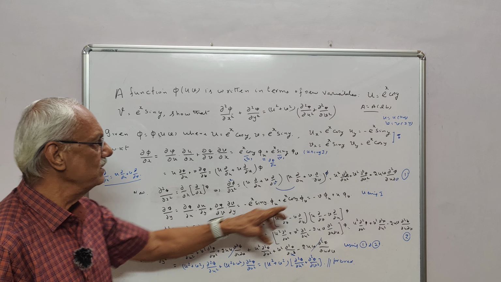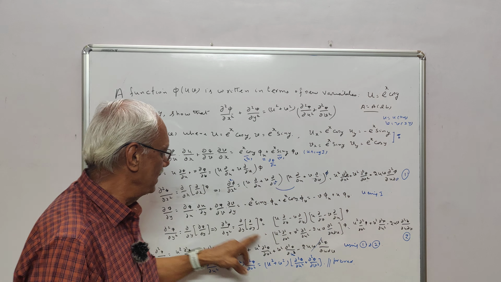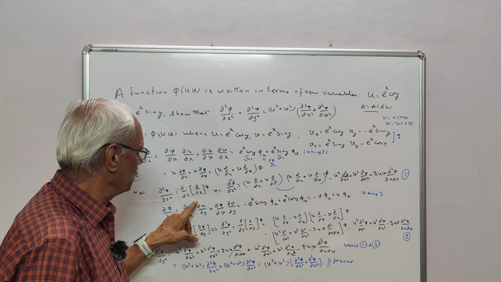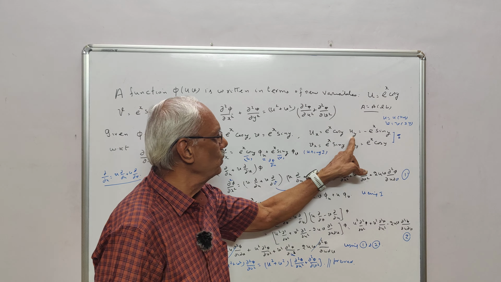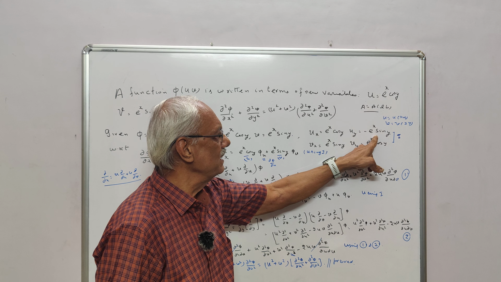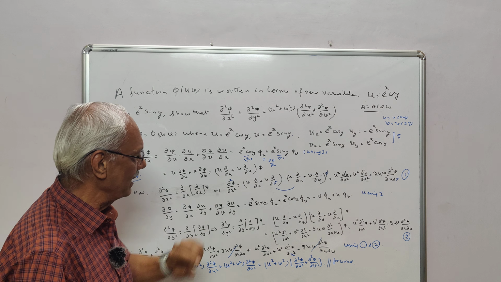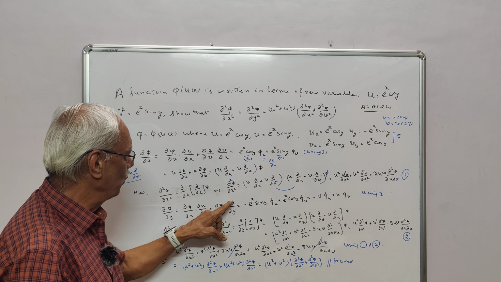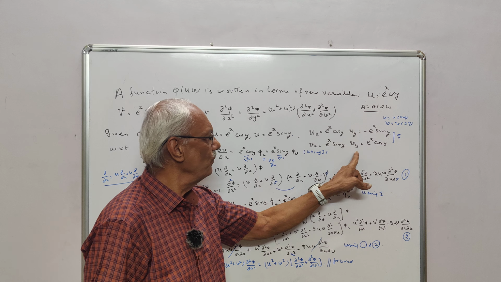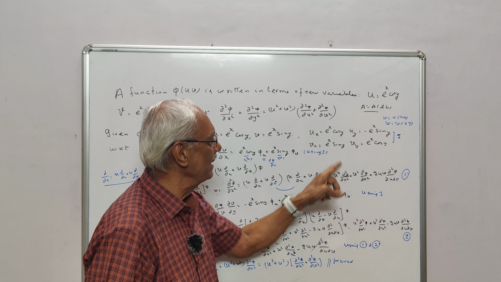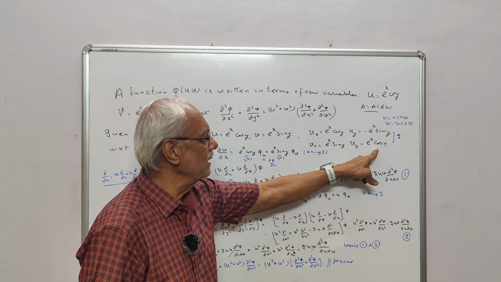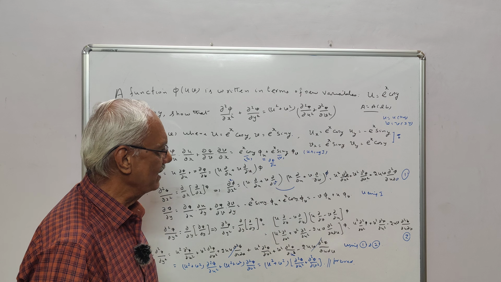But what is the value of this, using 1? What is the value of ∂u/∂y? See, ∂u/∂y is minus e^x sin y, as I have written here. And what is the value of ∂v/∂y? Here ∂v/∂y is e^x cos y. So I have written here.